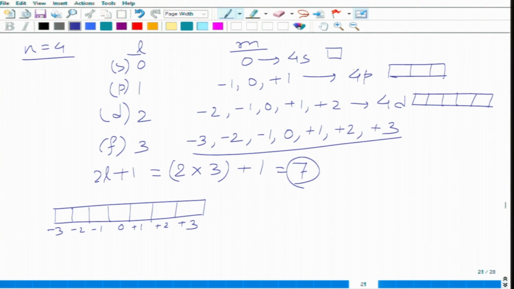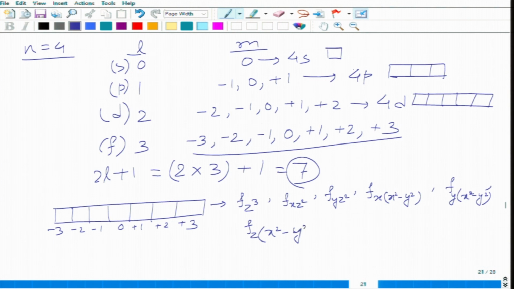Now the expressions of f orbitals are fz cube, fxz square, fyz square, fx into x square minus y square, fy into x square minus y square, fz into x square minus y square, and fxyz. So these are the 7 orbitals of f.